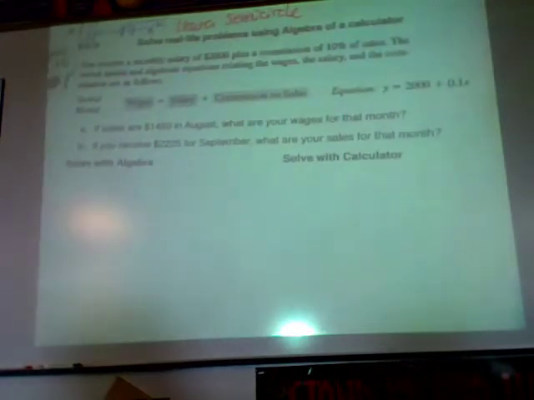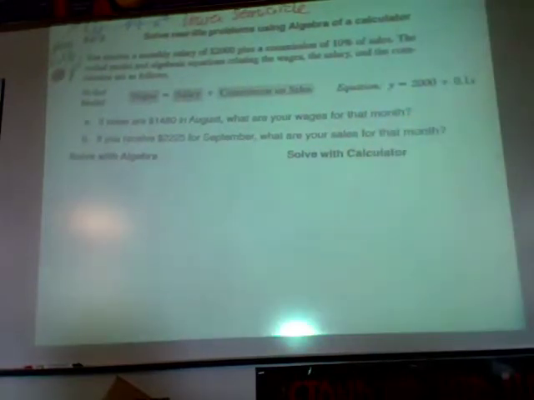So, you receive a monthly salary of $2,000, which probably sounds like a lot to you right now, but it's really not, plus a commission of 10% of sales. Here's a verbal model: wages equals salary plus commissions on sales. And here's your algebraic model that relates all of that. We want to know if the sales are $1,480 in August, what are your wages for that month?